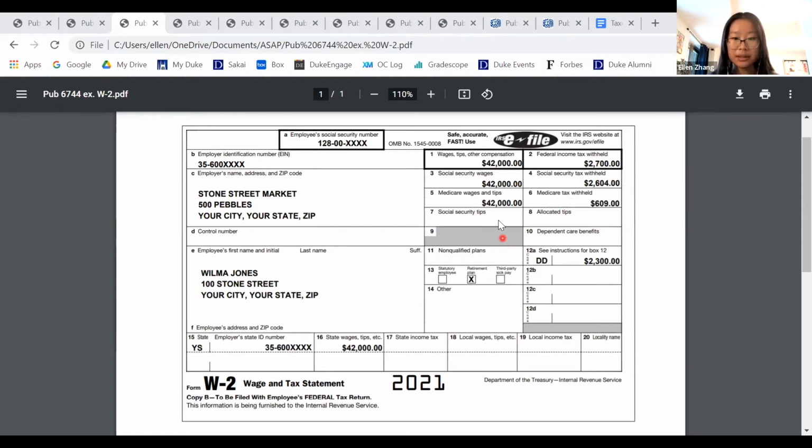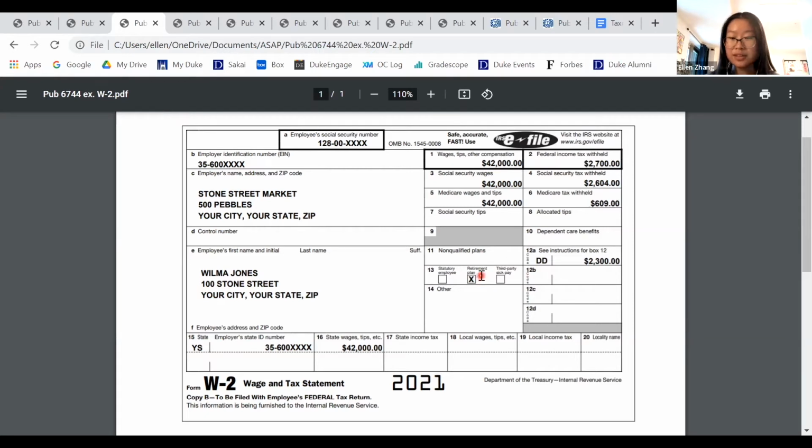Then as we keep on going down, there are more boxes that are usually left unfilled because they do not relate. And then we get to box 12A and 13. So 12A and 13 are usually used if you have any deferrals to a retirement plan, as the middle box here is any statutory employee or third-party sick pay. Usually most people defer their wages to a retirement plan.